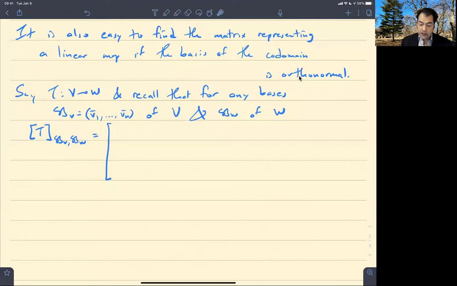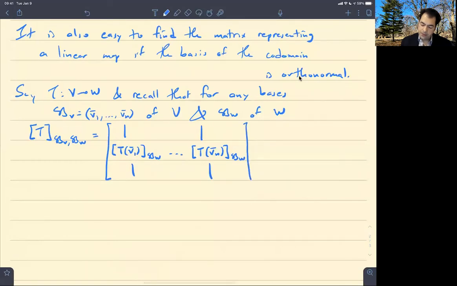And the way you do that is for the first column, you would take the first basis vector of V, and then you would express the image under T using the basis of W, right? So this column would be take T of v1 and express it using the basis BW, right? And so on, until the last column would be T of vn, expressed in the basis of W. And that's the matrix, right? So we find the matrix one column at a time.